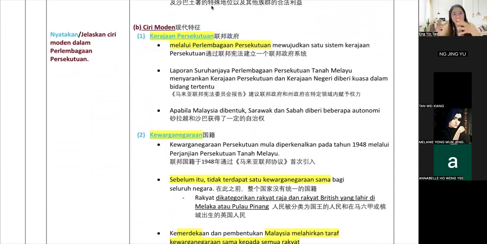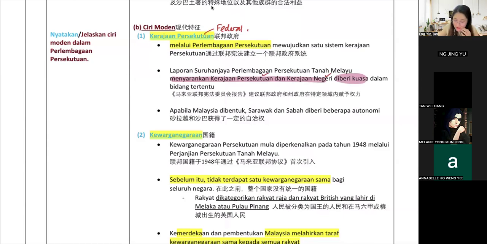When we combine together as one federal government, we have the law. Melalui Perlembagaan Persekutuan, we form a government here. Based on the laporan Suruhanjaya Perlembagaan Persekutuan Tanah Melayu in your Form 4, Chapter 9, which we mentioned before last year, our Kerajaan Persekutuan and Negeri have their own power. Even though we are a federal, we combine together as one, we still have our own power for each and every single state.